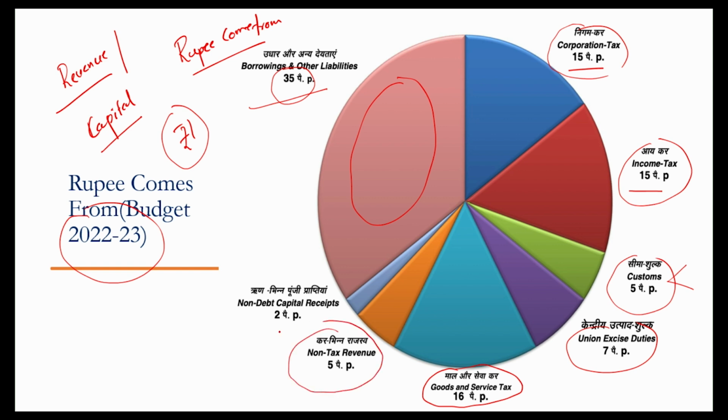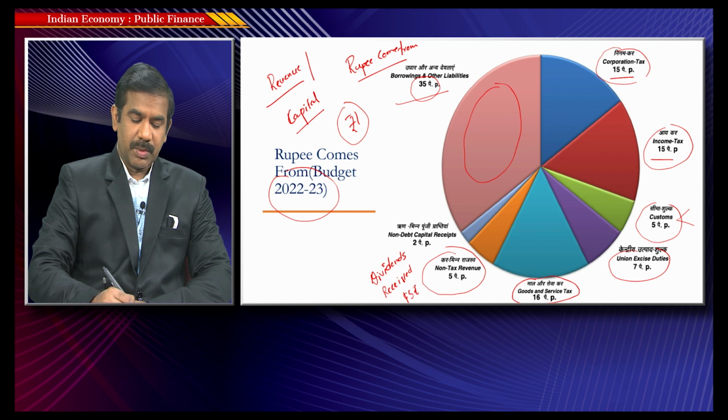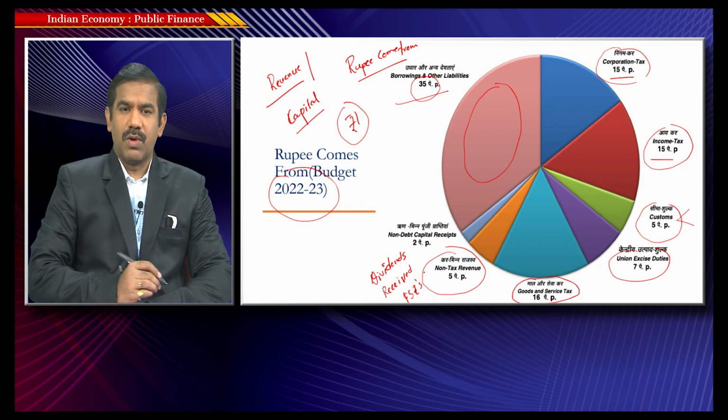So I think you remember what exactly a non-tax revenue is. Anything that is recurring, let's say interest payments made by the states upon the loans borrowed, or simply dividends. One of the best examples is dividends received by the central government from PSEs, public sector enterprises. Even that could be a good example of a non-tax revenue.